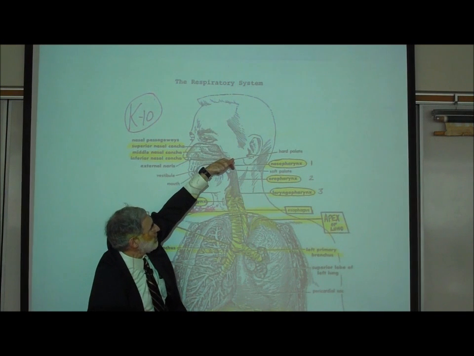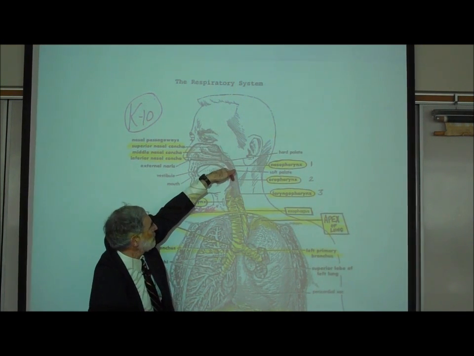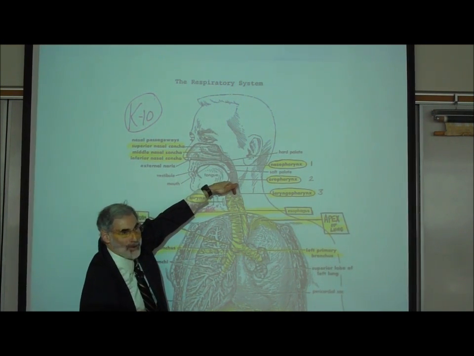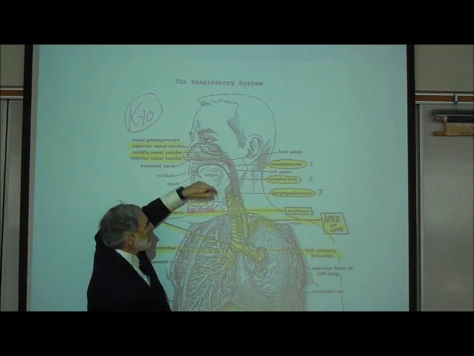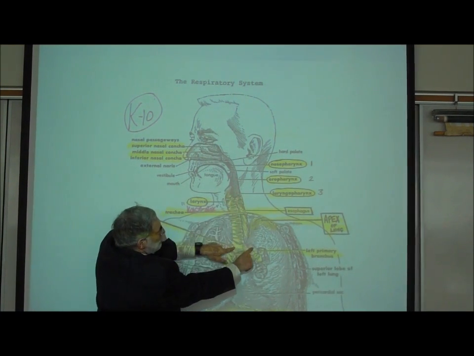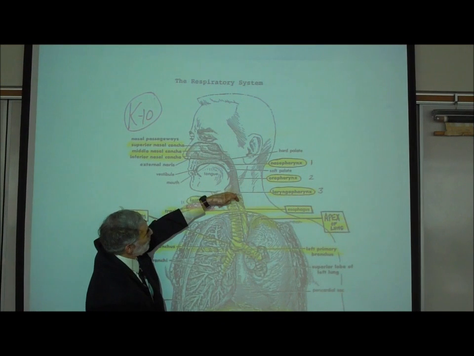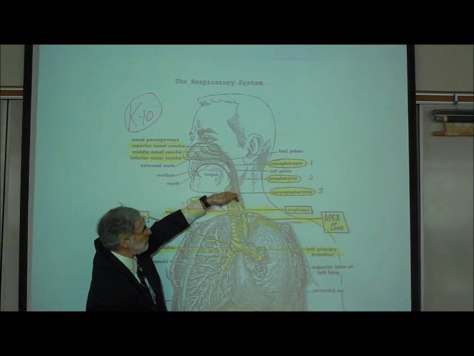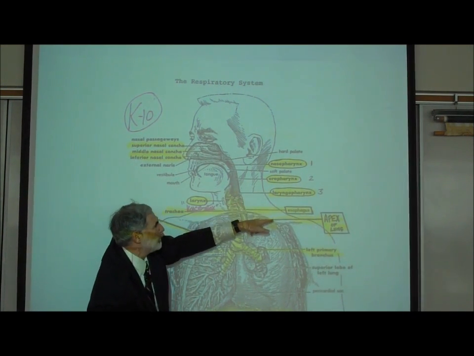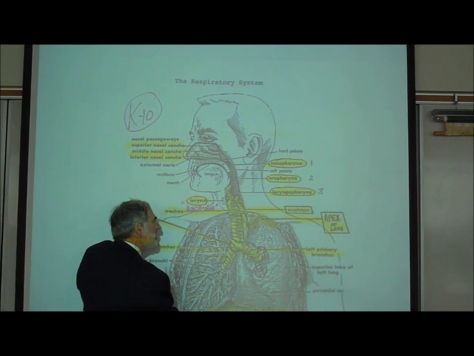And we know the upper part of the throat is called the nasopharynx, and the middle part is called the oropharynx, and the lower part is called the laryngopharynx. Branching off here are the two passageways. Food will, of course, be pushed by peristaltic contractions through this muscular esophagus to the stomach.